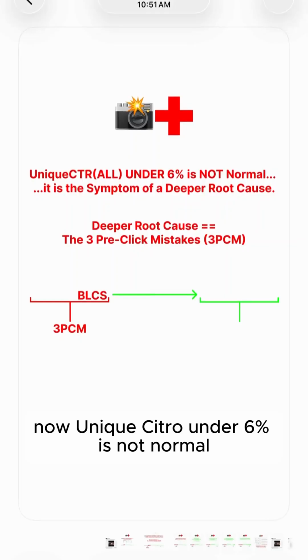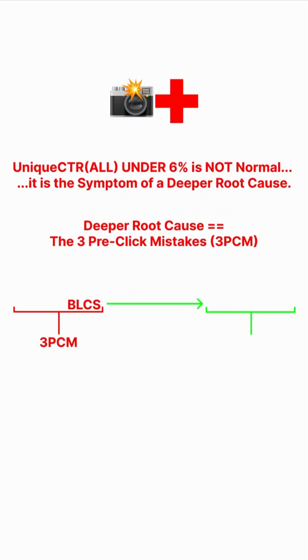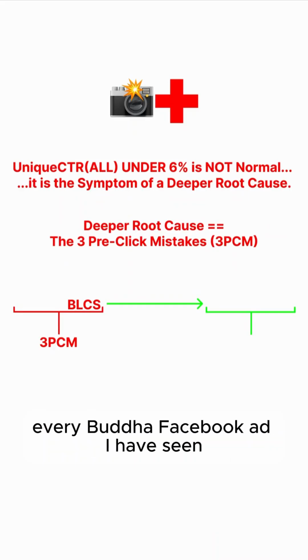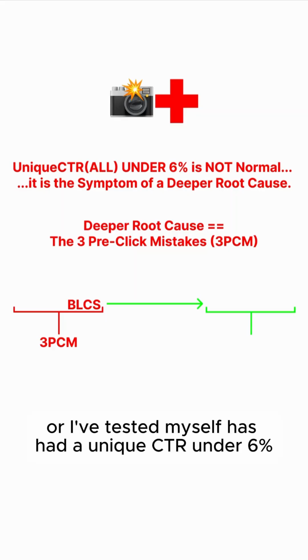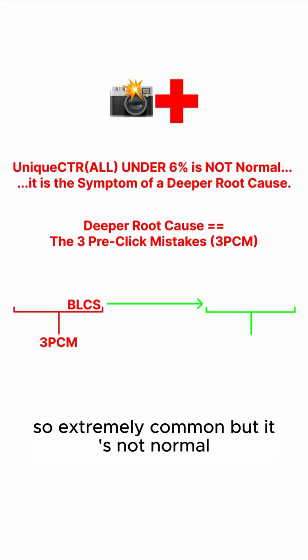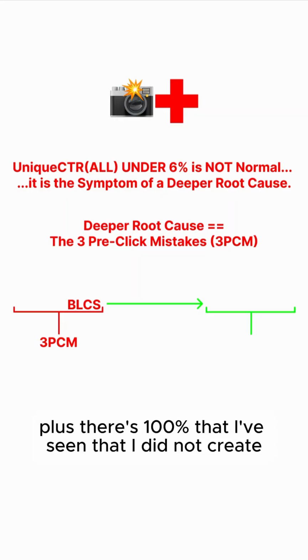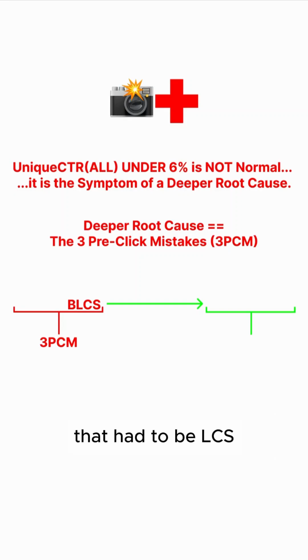Now, unique CTR under 6% is not normal. It's extremely common, I believe. Every Boudoir Facebook ad I have seen that I've been able to see the back end to, or I've tested myself, has had a unique CTR under 6%. So extremely common, but it's not normal. It's actually the symptom of a deeper root cause. 100% of the ones I've seen that I did not create had BLCS.